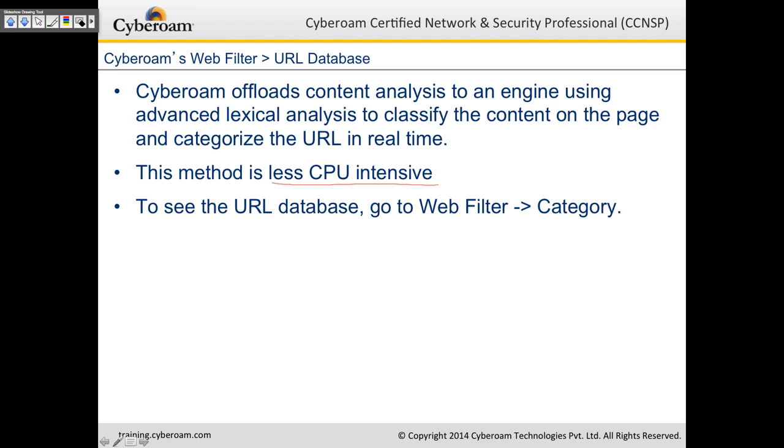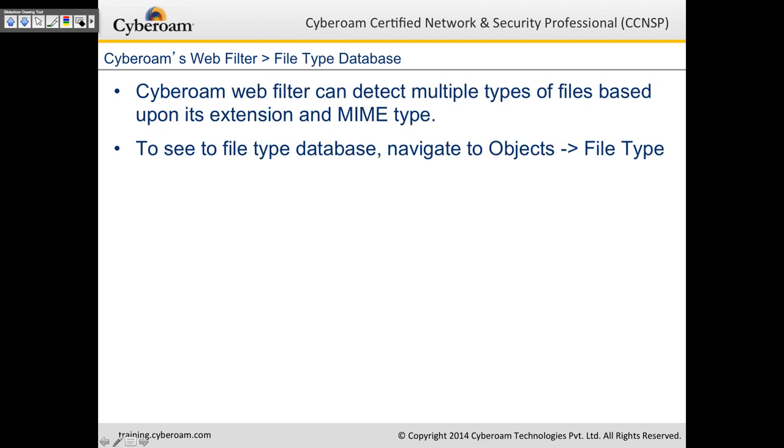To see the URL database, you can go to Web Filter and then go to Category. Now, Cyberoam Web Filter can detect multiple types of files based upon their extension and MIME type as well. So even though the module name is web filtering, it can also do file filtering. And the best part is it doesn't only rely on the extension, it can also detect the MIME type.